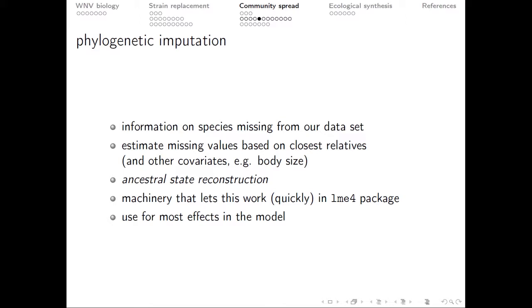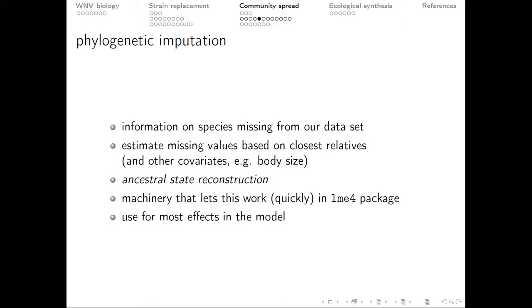This is kind of the one clever technical innovation that I think we made, which is we're missing a lot of information. There are a lot of species for which we haven't measured what we want to know. We're going to do phylogenetic imputation. So we're going to say, we don't know anything about this bird species, but we know something about its close relatives. And we have a phylogeny, so we know which species are close relatives. And this is not a brand new idea.